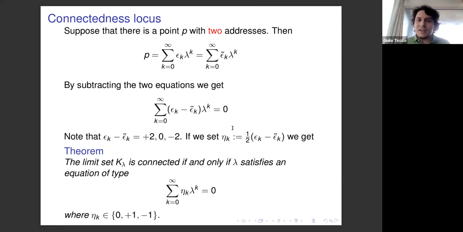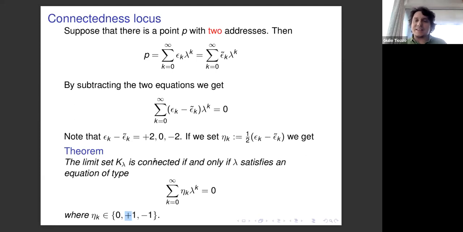You can characterize the set of parameters lambda for which this limit set is connected in the following way: these lambdas satisfy also an equation of this type, basically that there's a polynomial or an infinite polynomial, so to speak, with coefficients 0, plus 1, or minus 1, such that lambda is a root of those. So you see that you have a problem which describes infinitely many dynamical systems, and now you want to study the space of parameters, so the space of lambda for which certain property holds.